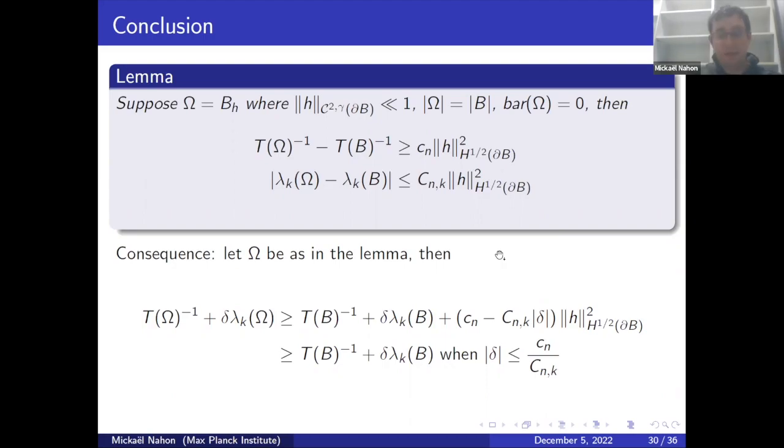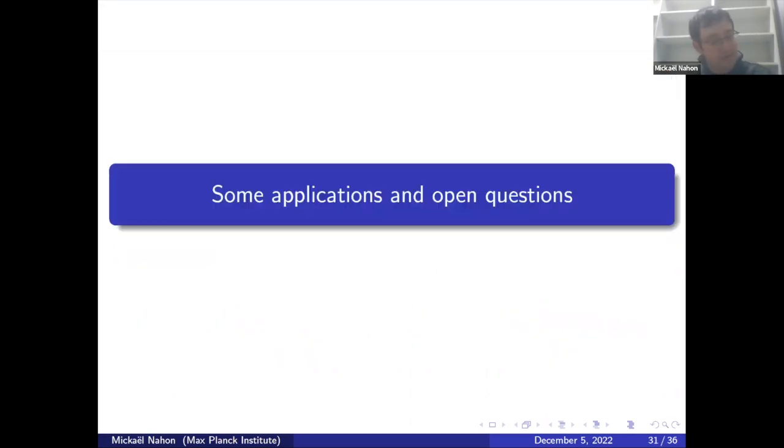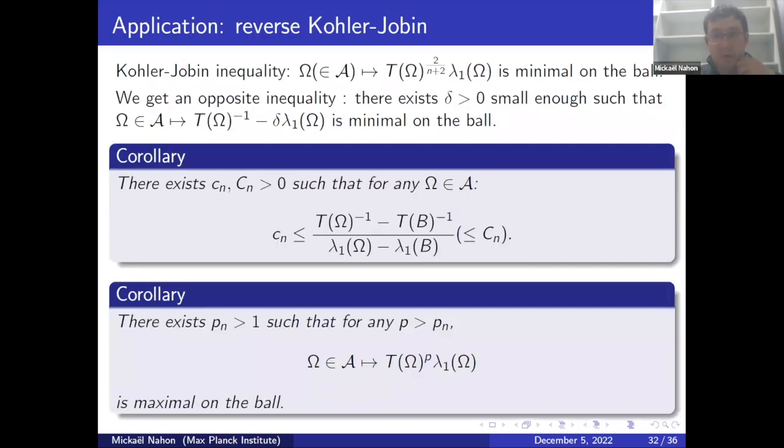Okay, so now let me give a few applications and open questions linked to this. The first one is linked to the Kohler-Jobin inequality. The Kohler-Jobin inequality, I remind, is the fact that when you look at this product, the torsion to the power something times lambda 1, you have a competition between the two, one that is maximal on the ball, one that is minimal, and it is the eigenvalue that wins. So this is minimal on the ball. And what we get here, when we look at 1 over the torsion minus delta, a small positive delta times lambda 1, we get an opposite inequality.